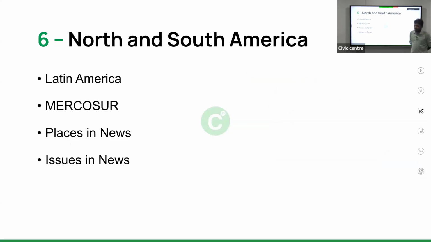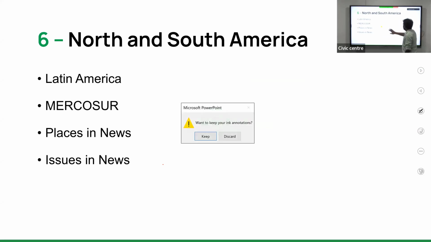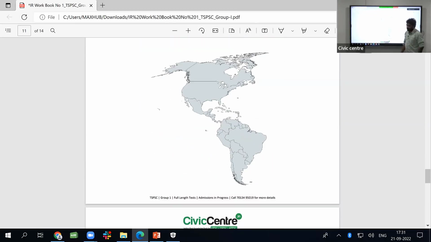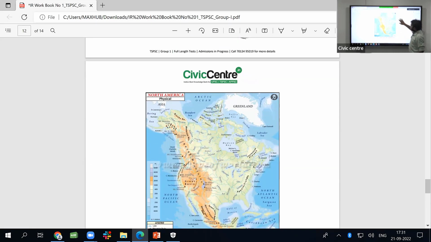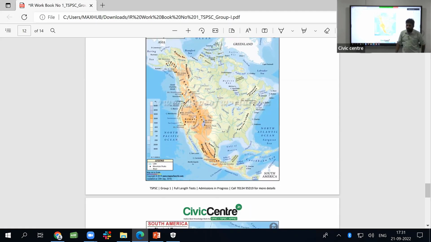So next is your North and South America. Before that, we need to see the map. So this is your North America and South America together. The equator passes through South America, not through North America. Look at North America.